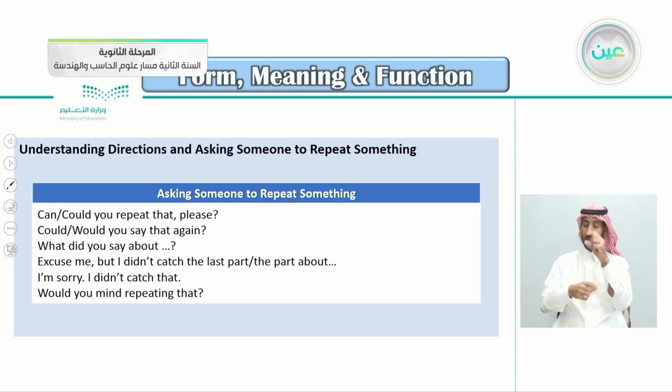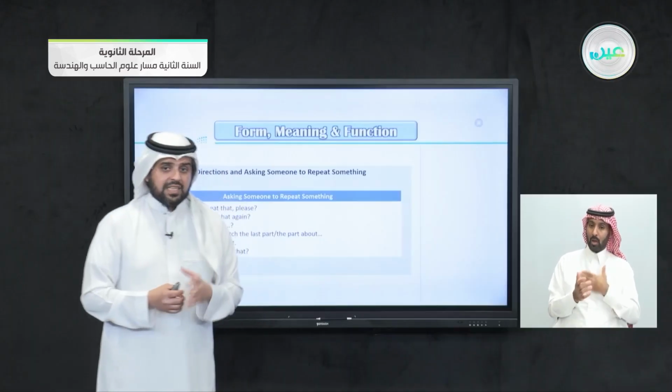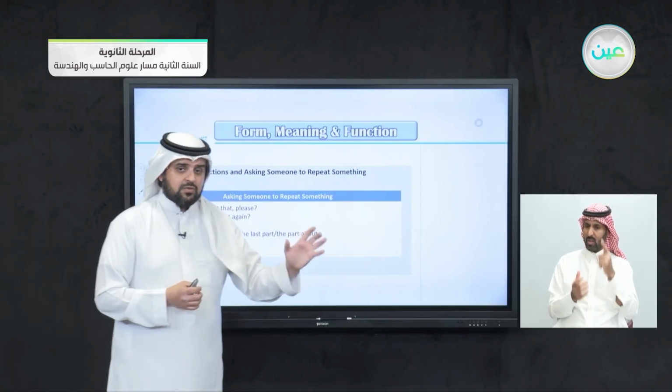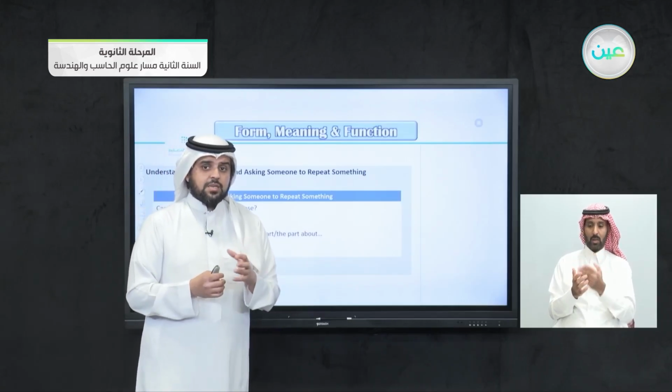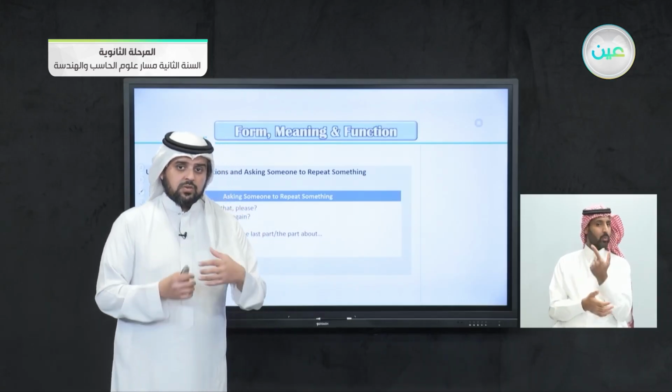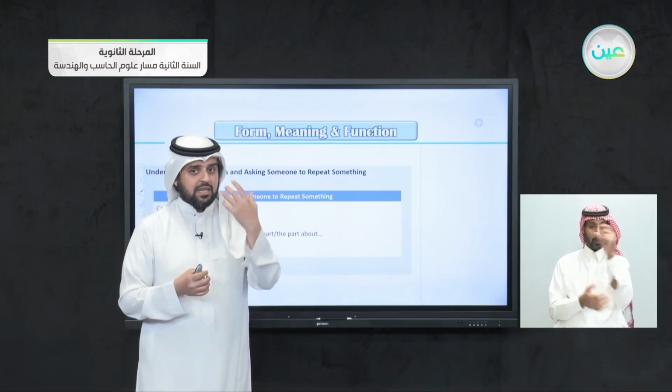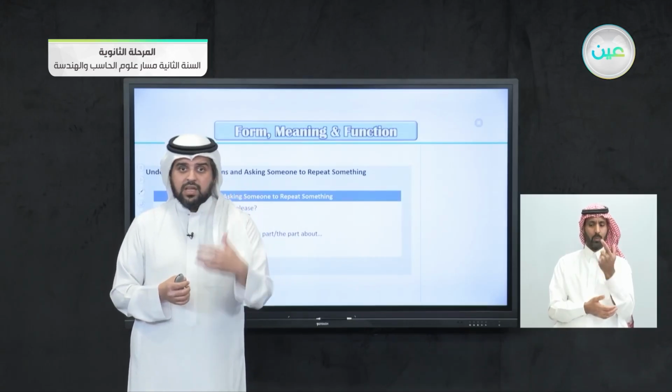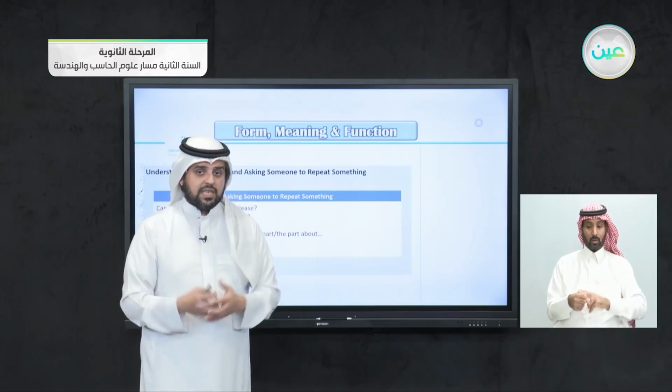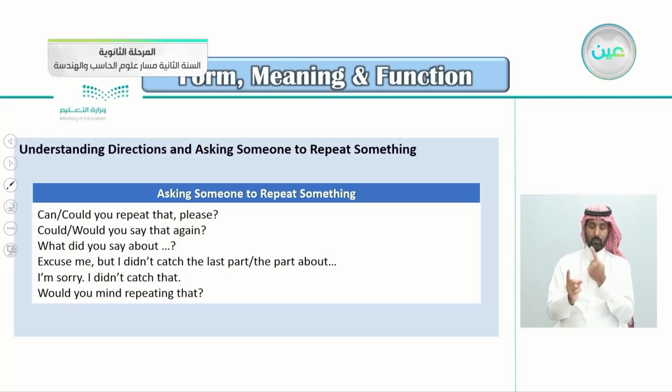For example, excuse me, but I didn't catch the last part, or the part about... For example, you can say, excuse me, I didn't catch the last part, the last thing you said. Or you can say, I didn't catch the part about the mosque. Once you started talking about the mosque, I didn't understand, I didn't hear you well, and so on. Can you repeat what you said about the mosque or the last part?